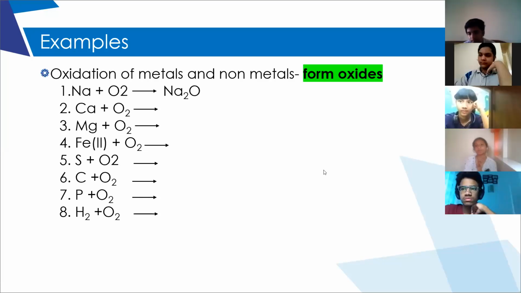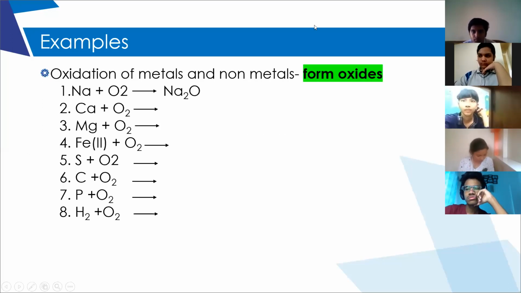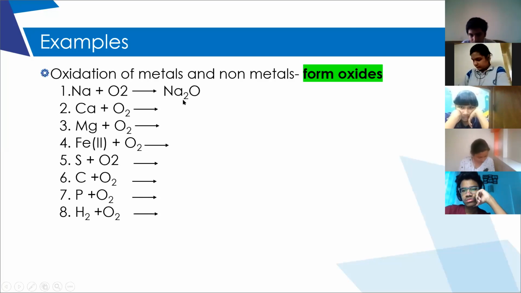So can we say this is the example of combination between an element and an element? Right? The first type of reaction: element combines with element to form a compound. So do you all agree that formation of oxides is a combination reaction? Metals, you can see all these metals react with oxygen. So these are generally called binary compounds. Children, binary compounds means which contain two elements. Clear? So all these are the binary compounds.